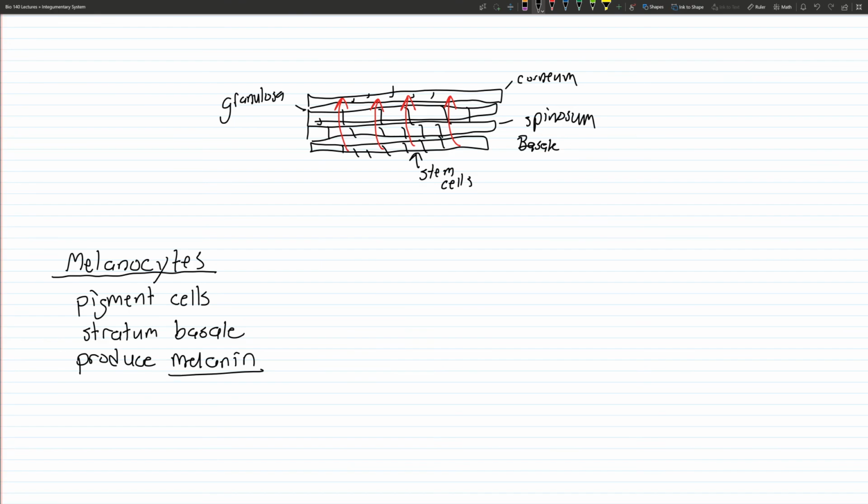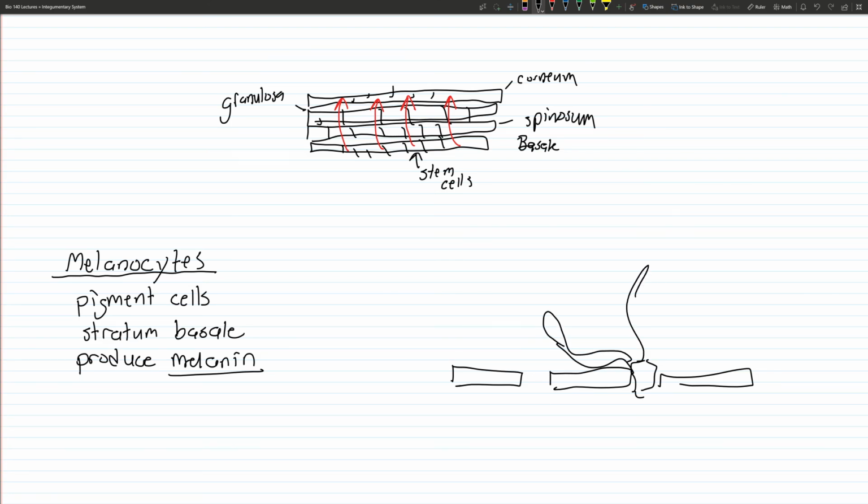So let's say here's our basale cell. In the basale, you may have this one cell right here, and it sends these little finger-like projections outward. Those are melanocytes. Okay, and that's what they do, they're just going to release melanin. And melanin, like I said earlier, is just a pigment. And what causes melanin to be released is UV, ultraviolet radiation.